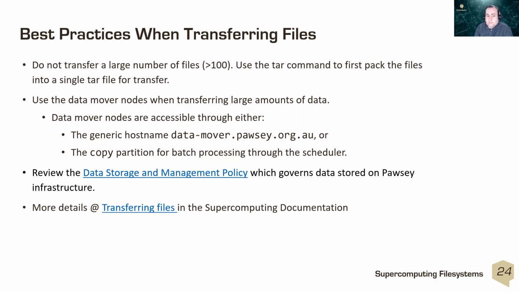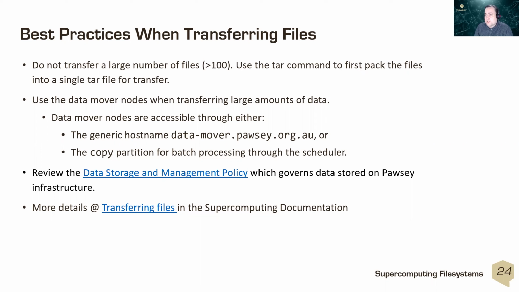And so there's 2 ways you can use the data mover nodes to transfer files. You can either transfer files from a remote system, so your own laptop, by using the generic hostname datamover.pawsey.org.au. That will point to the data mover nodes, as opposed to say setonix.pawsey.org.au, which points to the login nodes. And so this means that when you're doing your data transfers, you can use things like rsync or SCP to transfer data using those data mover nodes onto the system.